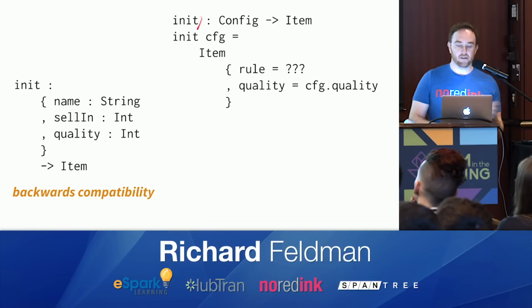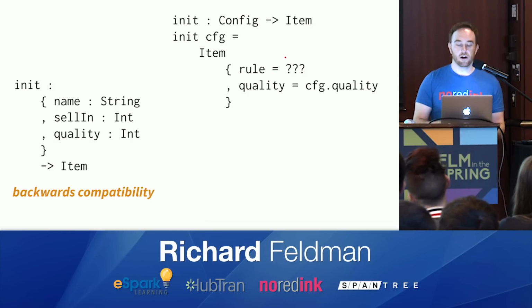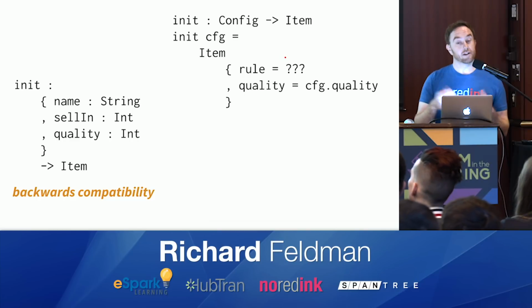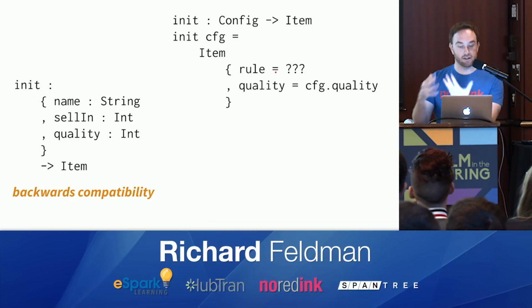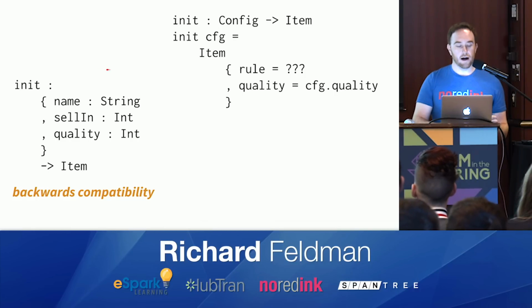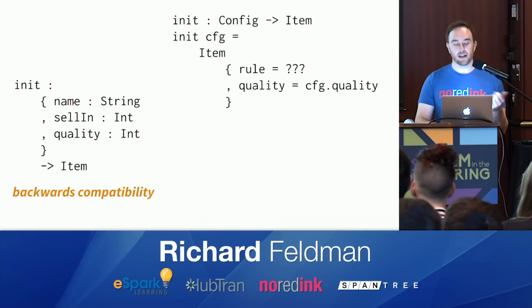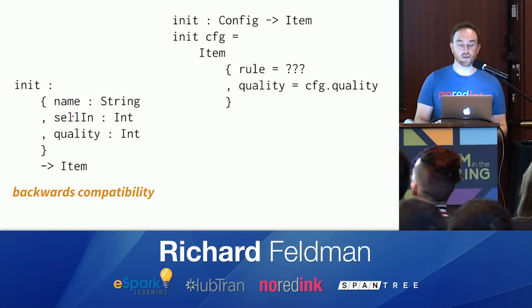So here's a potential implementation for init. It's basically like, okay, we got this config record, and we're going to make a new item. We'll come back to what the rule's going to be, and then quality is essentially going to just pass right through whatever quality value we got. Now we have to do a little bit of translation, because internally we're storing these things as a rule, which follows certain guarantees, like Sulfuras is legendary and doesn't store a sellIn value. But init is not giving us a rule. It's giving us a name string and a sellIn int.